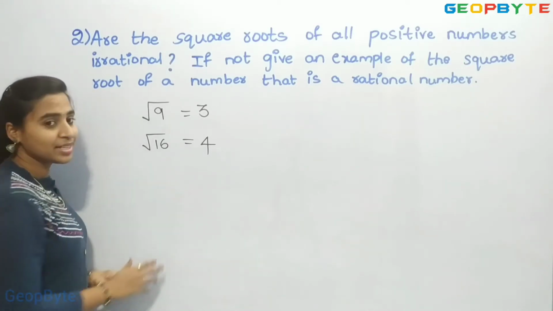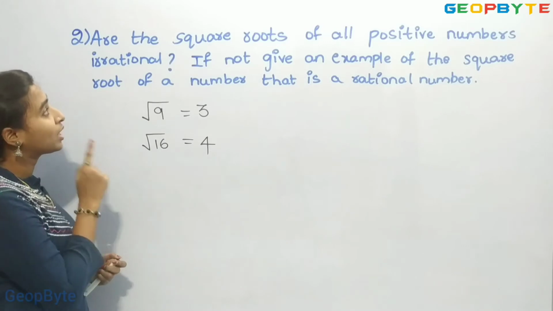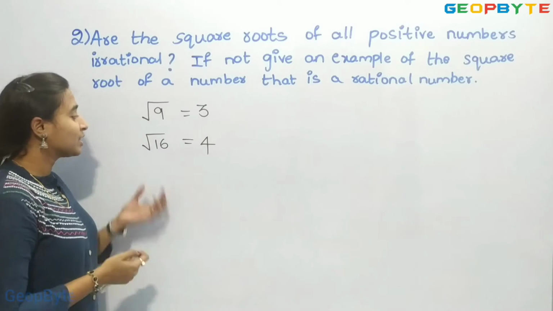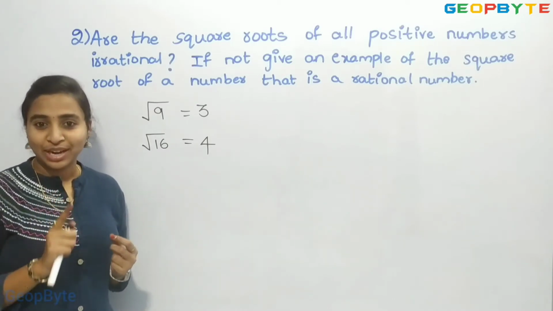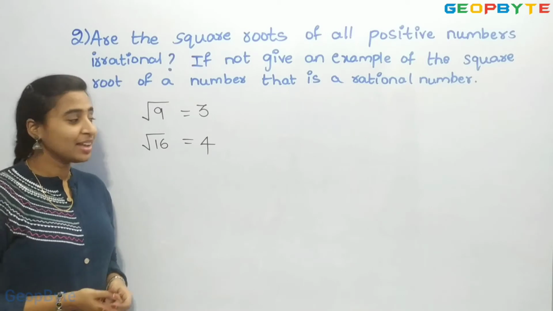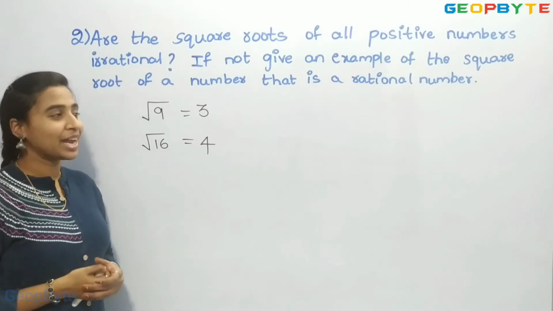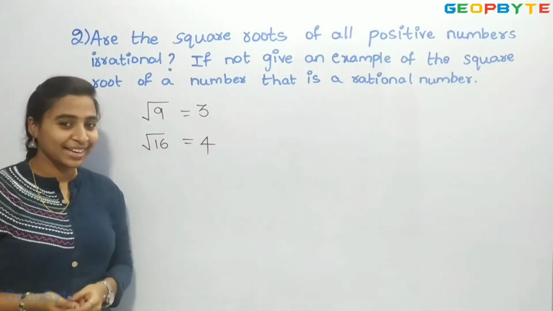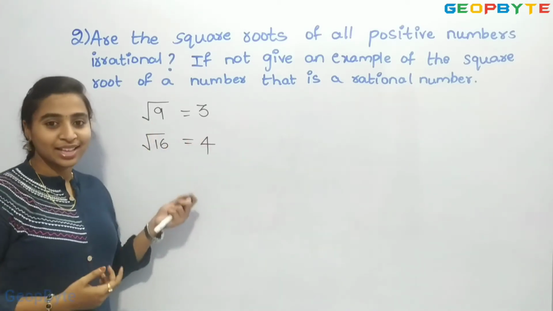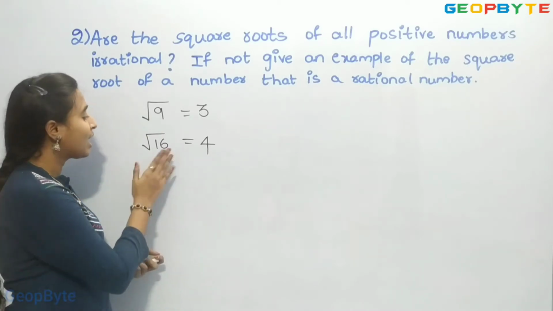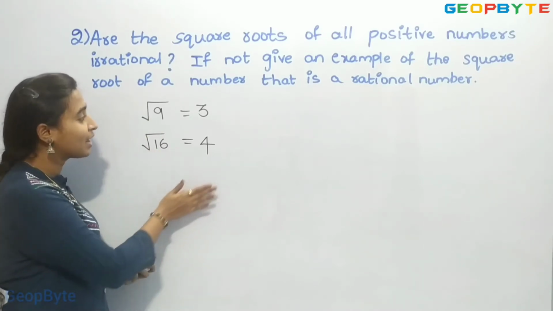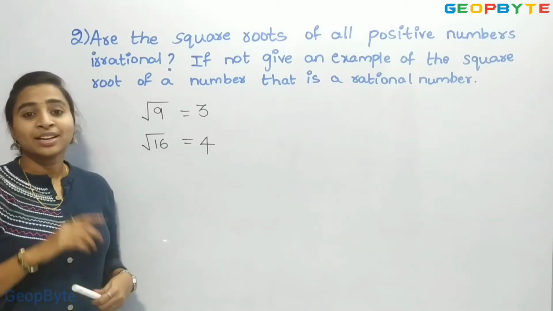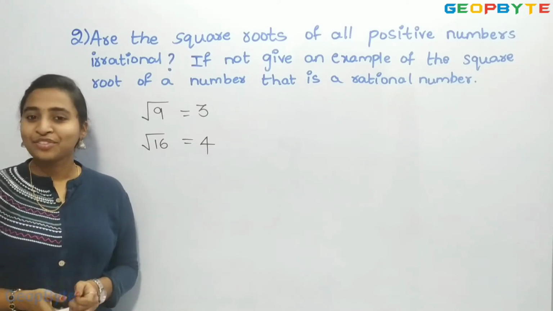So, by this, it is proved that are the square roots of all positive integers irrational? No. Right? The square roots of all positive numbers are not irrational. They are rational also sometimes. If not, give an example of the square root of a number that is a rational number. See, these are the examples to show that under root, if a positive number is there, we get answers as rational numbers. So, that statement is false.